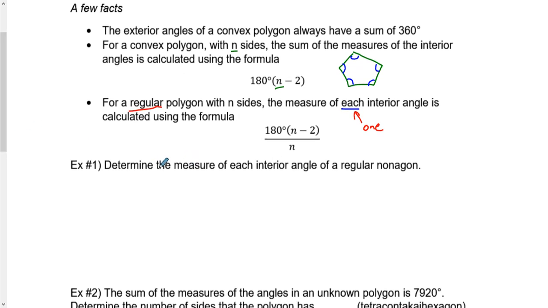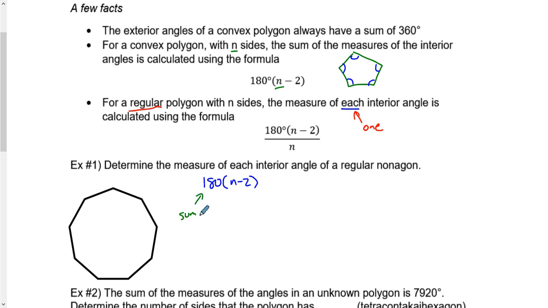Example: determine the measure of each interior angle of a regular nonagon. So if we have a nonagon, I can actually draw that. A nonagon is a nine-sided figure. This would give me the sum of all interior angles. So if I did take 180 and multiply it by 9 subtract 2, obviously following order of operations, which means 9 subtract 2 is 7, the total amount of degrees in this entire figure would be 1,260.